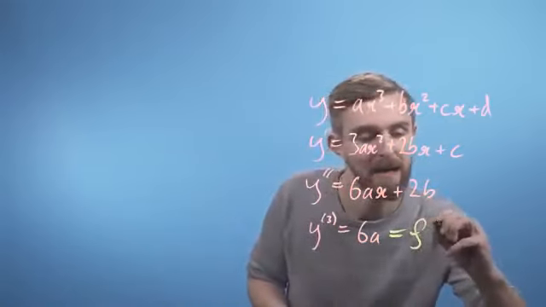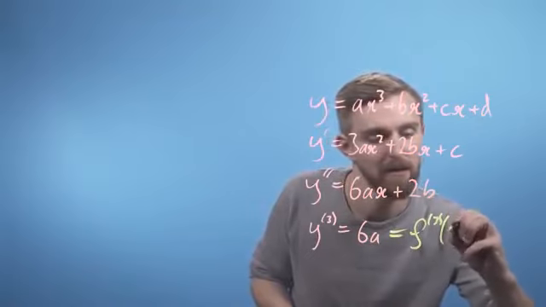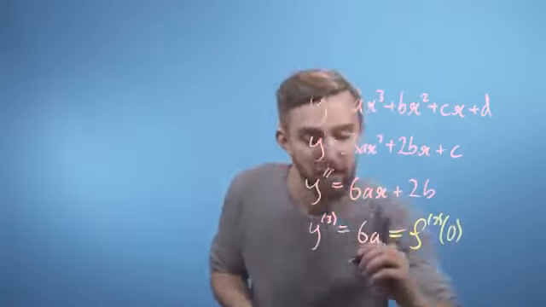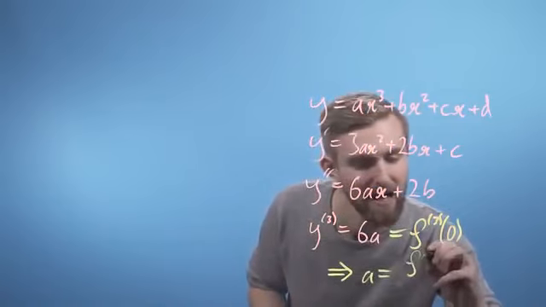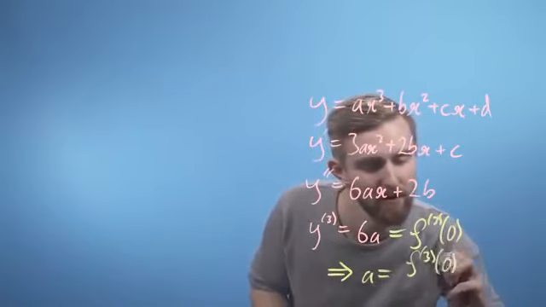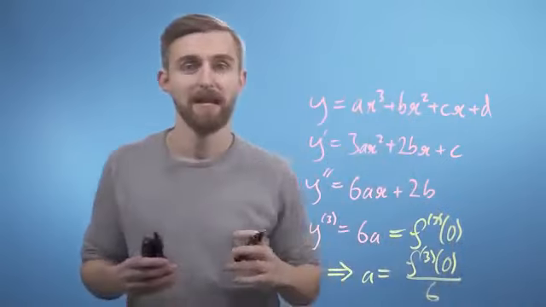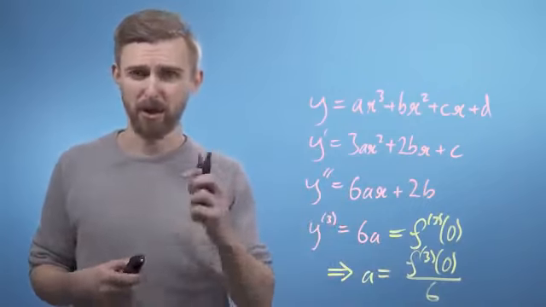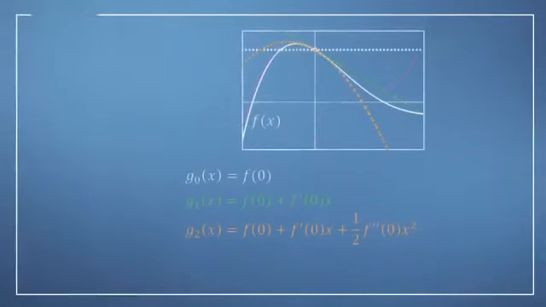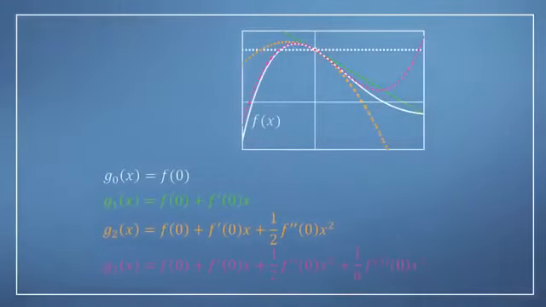We can say f3 at 0 equals 6a. Therefore, a just equals f3 at 0 divided by 6. Finally, we can add this third order approximation to our graph and write out its expression. You can now see that not only has the approximation improved significantly, but also that we can add higher order terms piecewise, and in each case the lower order terms remain the same.